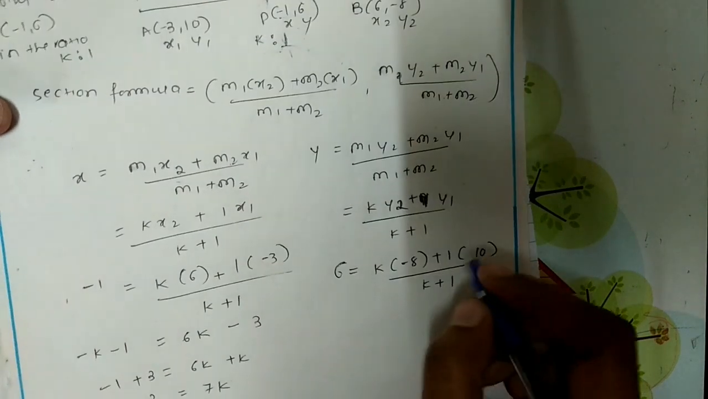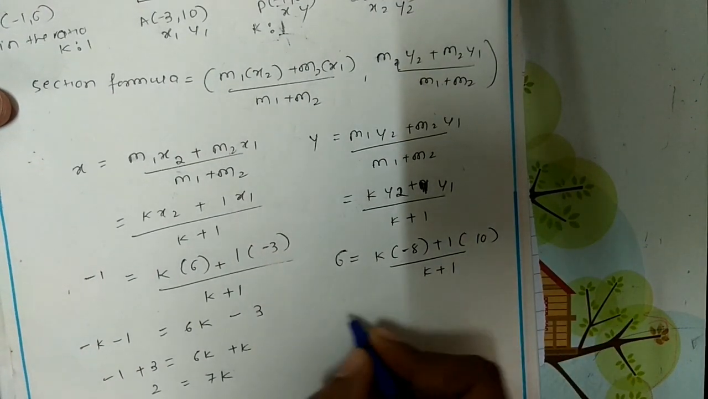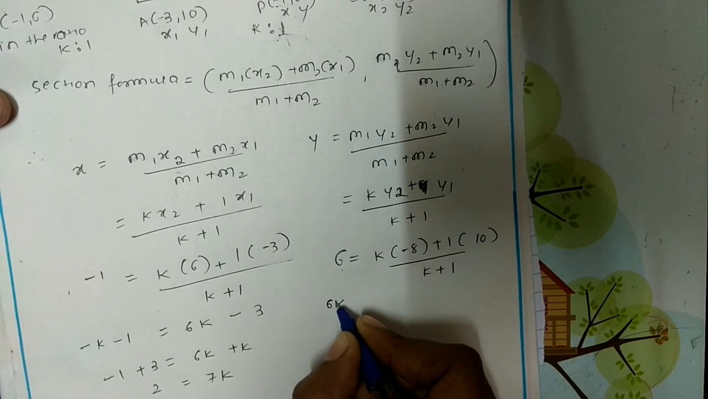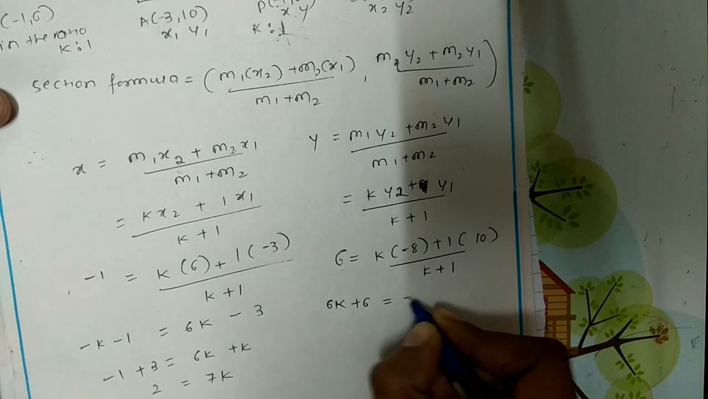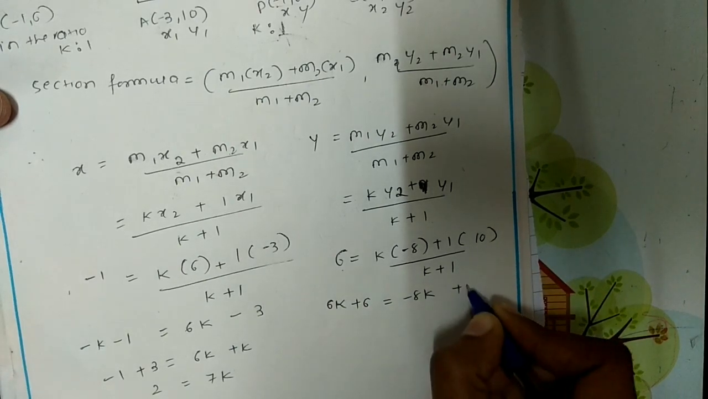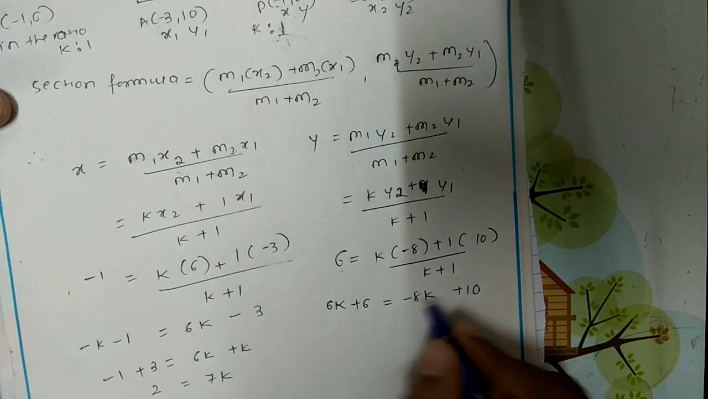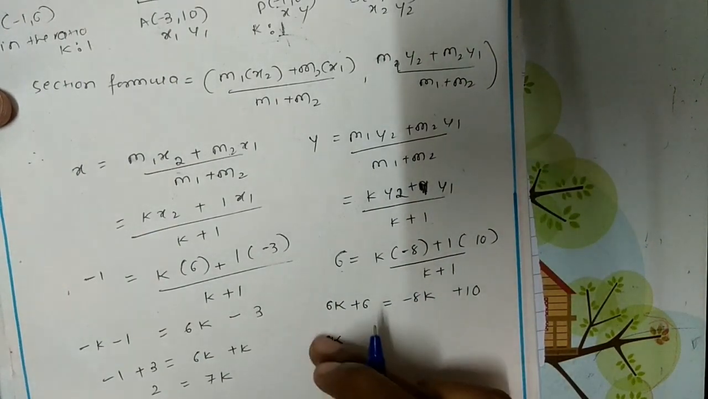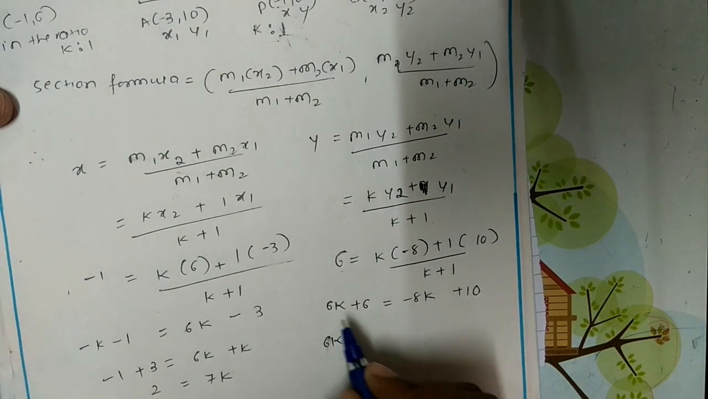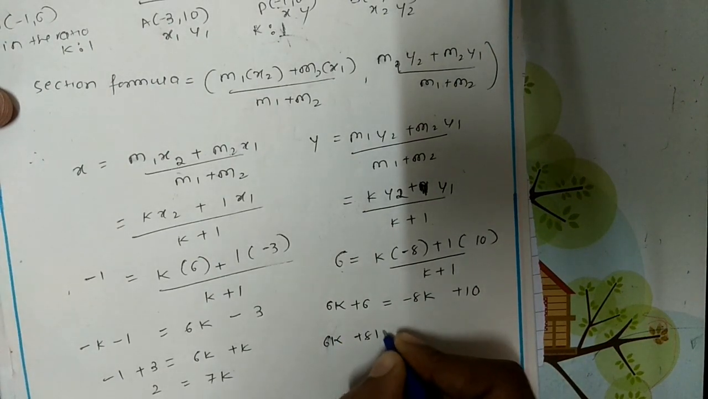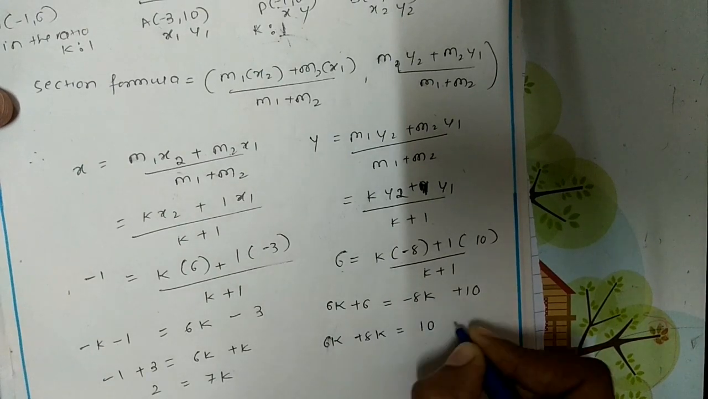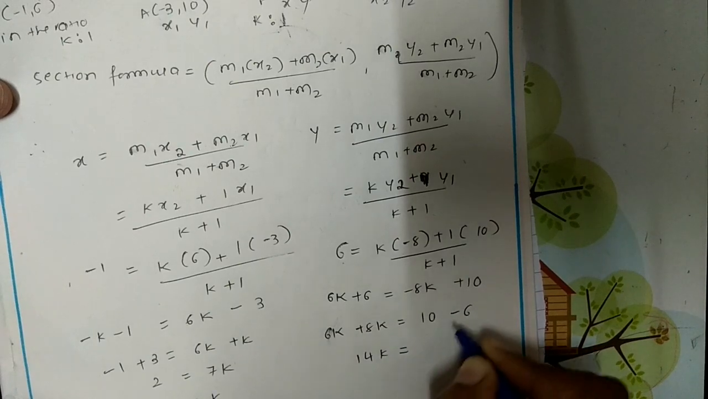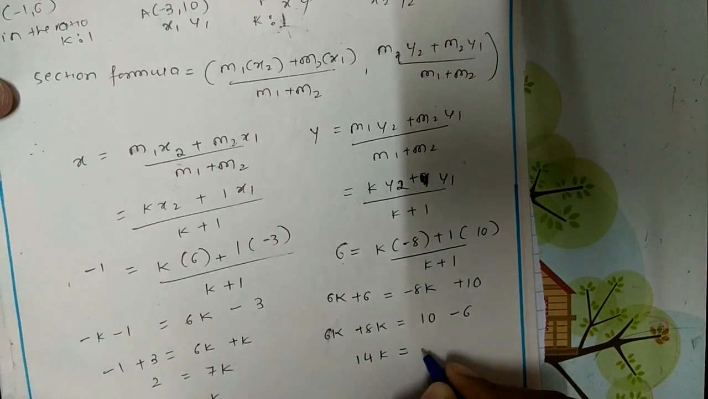Now here we have the constants and the variable K. So 6 and K plus 1 will get multiplied. So 6K plus 6 equals to minus 8K, 1 into 10 is 10. So find the value of K here. So I'll bring this K that side to make this positive. So 6K, always keep the sign of the variable positive. So this is plus 8K equals to 10 minus 6. So here it is 14K equals to 10 minus 6 is 4.